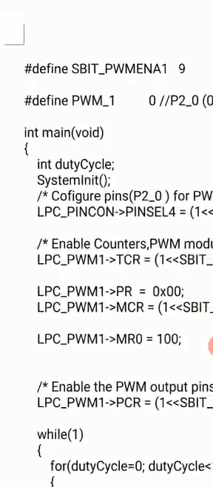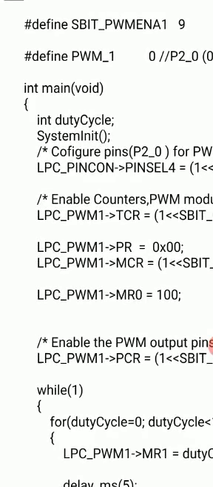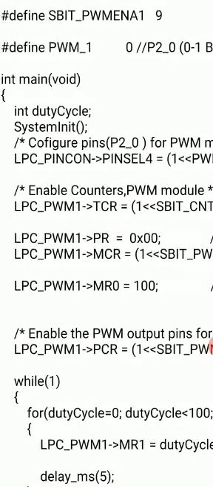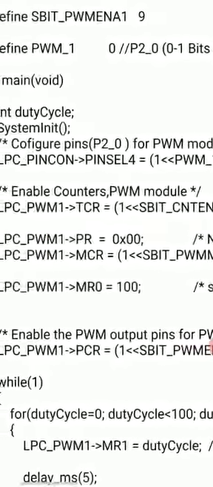So from here the main program starts. So int main void, there is one variable defined to be an integer, which is duty cycle. Then we initialize the system clock. Okay, and then the first thing is we have to configure the pin select 4 register. Now how do we do that? As I said, the PWM function is function 1. 1 means 01 in binary.